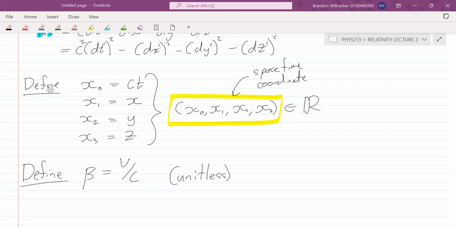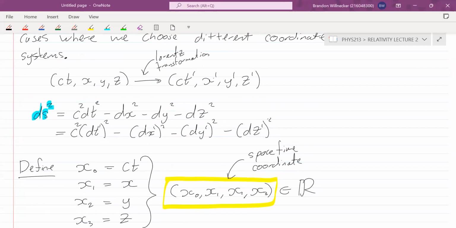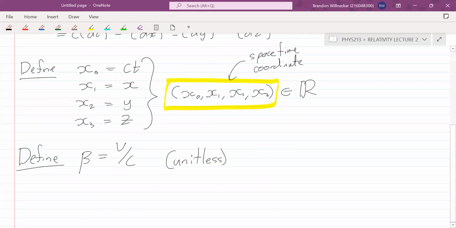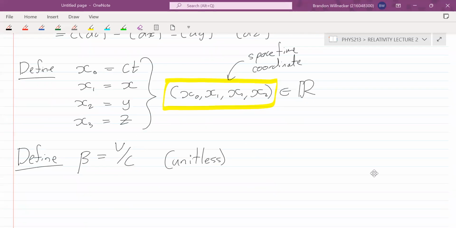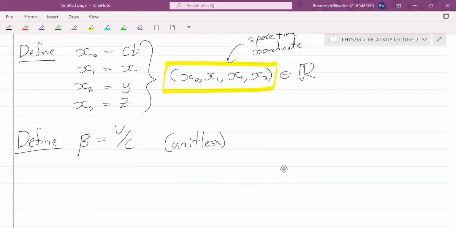Okay, so let's look at the relationship between our unprimed and primed coordinate systems, keeping in mind these definitions we've made here. I'm just going to write out the Lorentz transformations, or Lorentz boosts, as they're sometimes called. So we're going to have x naught prime is equal to gamma times x naught minus beta x1.